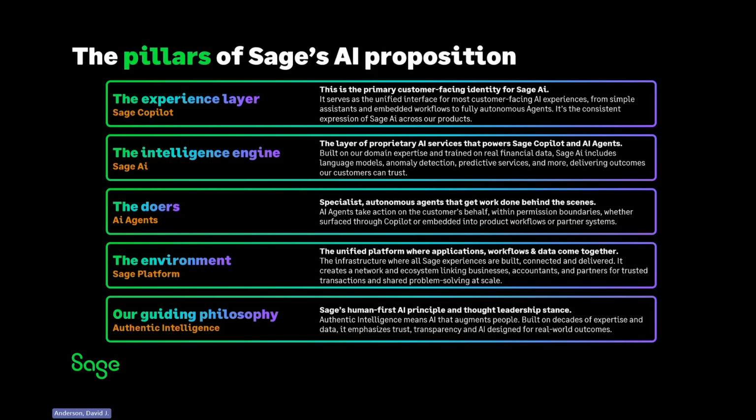Our AI agents are the doers, if you will. They're your extra set of hands. They take action safely on your customers' behalf, right? And that all runs on the Sage platform, which unifies the workflows and the data end to end. All of that is guided by our philosophy, which is authentic intelligence. We want the intelligence to really be authentic and really augment what people trust. We want it with transparency, and we want it to have real world impact.